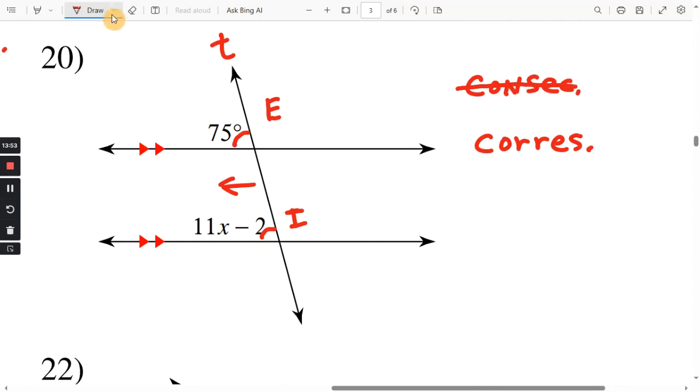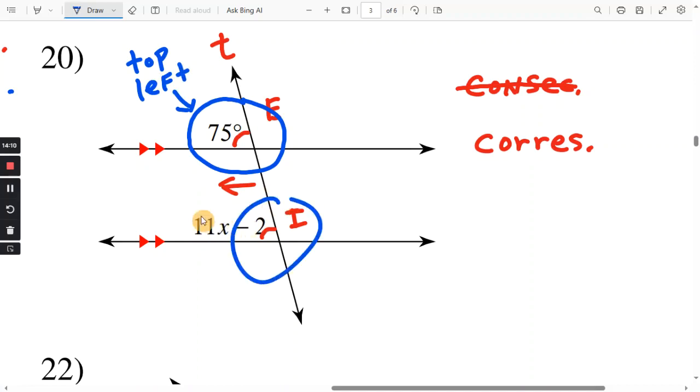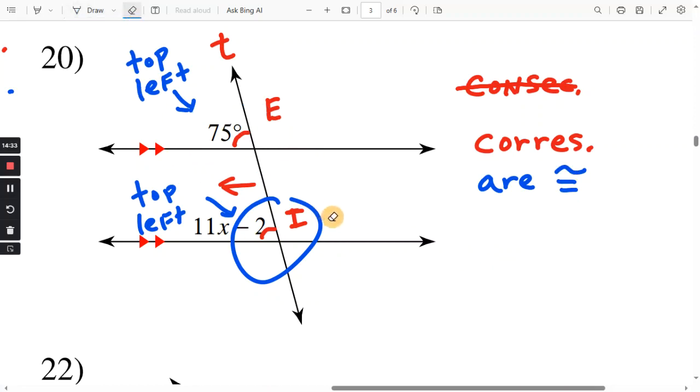How do I know that? Once again, if you take these four angles right here, this one is on the top left. And if you take these four angles right here, this one again is on the top left. Those are in the same position, so that makes them corresponding. We said in the notes when the lines are parallel, corresponding angles are congruent. So we're going to set them equal to each other.